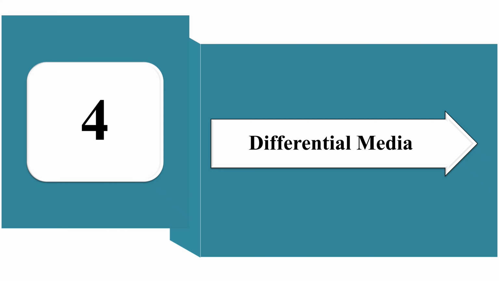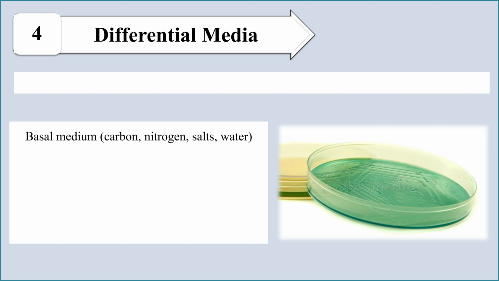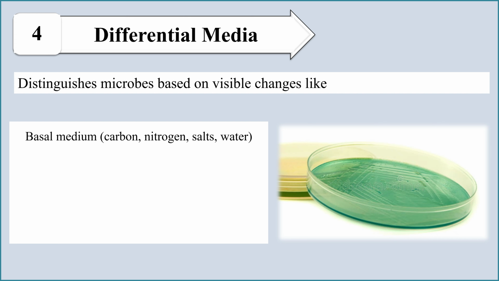What is differential media? These are the media that will distinguish the microbes or bacteria based on visible changes, sometimes on the basis of color and sometimes on the basis of pH. So it will differentiate between bacteria or microorganisms on the basis of their visible color change and sometimes pH change.